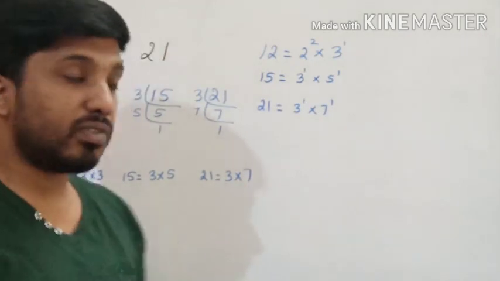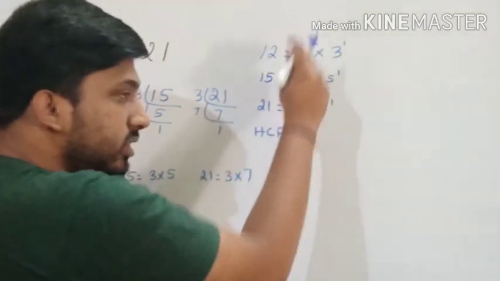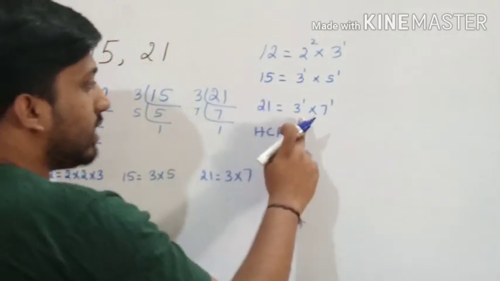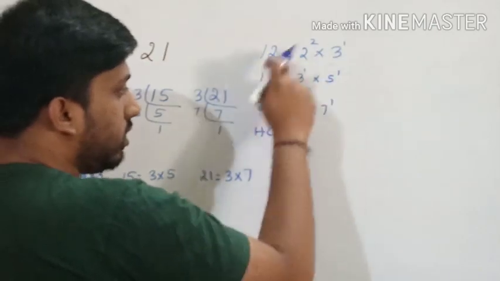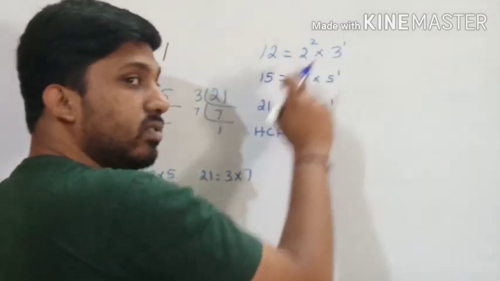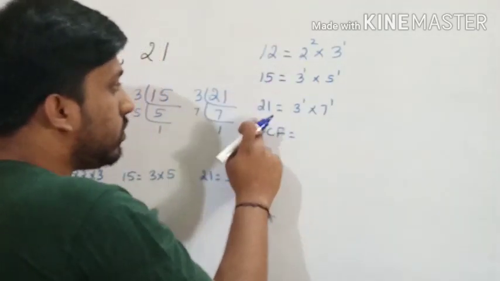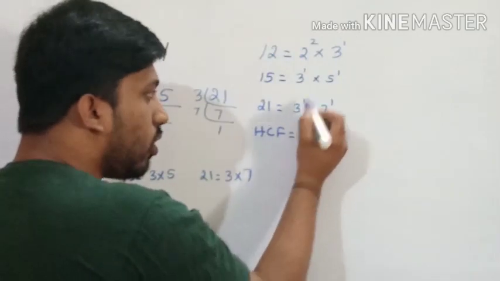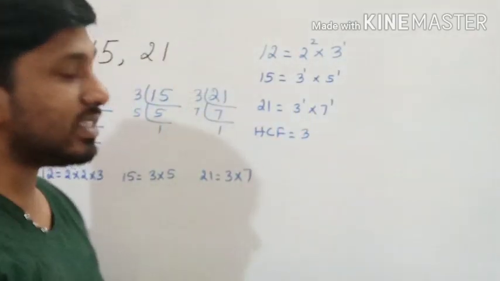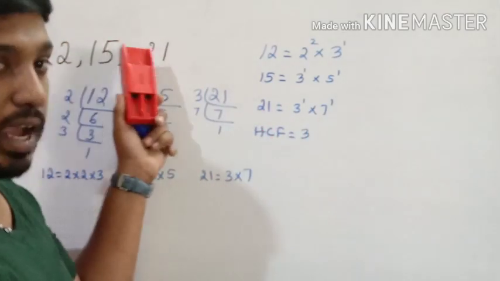As we know, HCF is nothing but the product of the common factors with the least power. So 2 is not common here, 5 is also not common to all the 3 numbers, and even 7 is not common to all 3 numbers. The only common number for 12, 15, 21 is 3. All the 3 have a single power, so let me take 3. So 3 is the HCF for all these numbers, that is 12, 15 and 21.